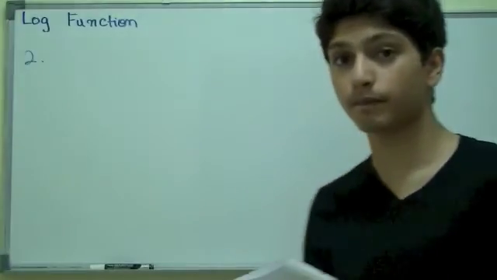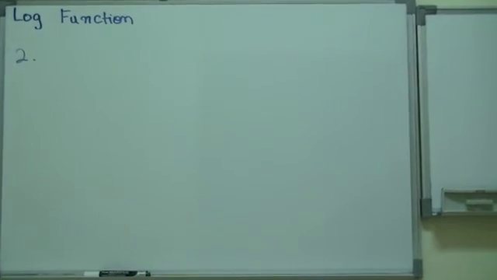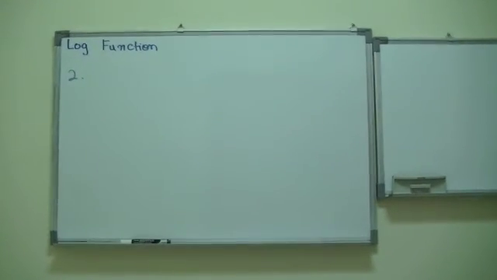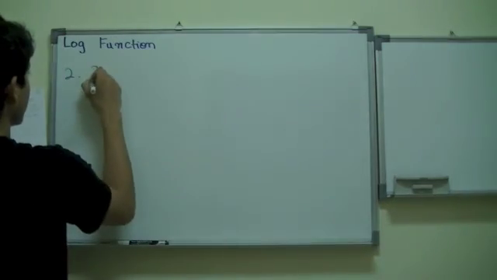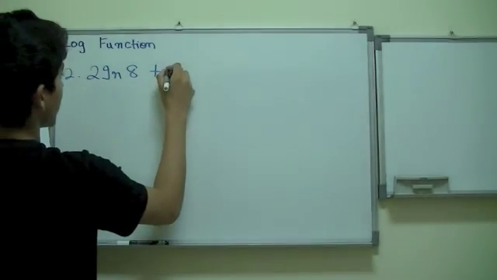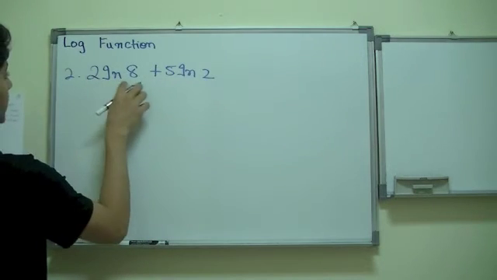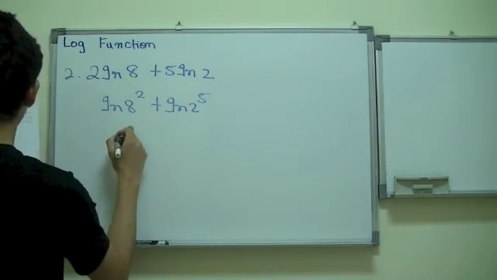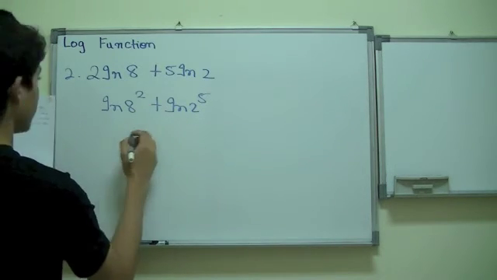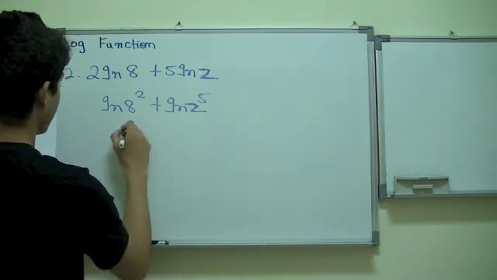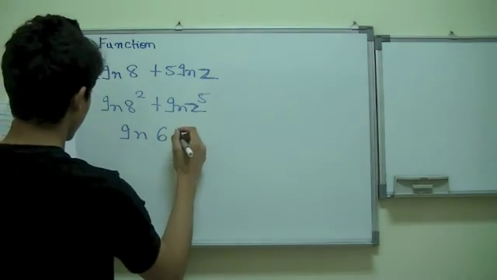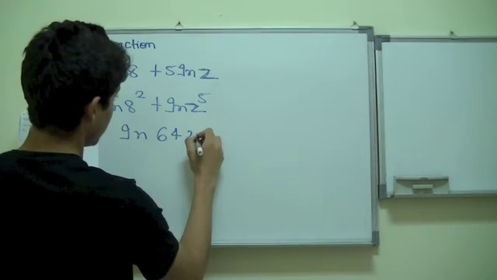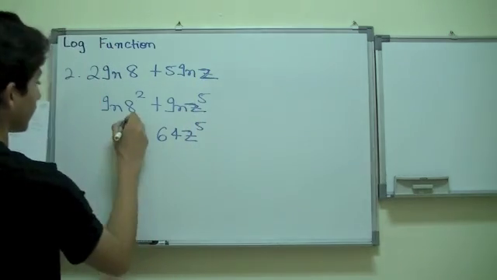The second example that we will talk about is 2 natural log 8 plus 5 natural log of z. Well, this is basically the exponent that we bring up. 2 natural log of 8 plus natural log of z to the 5th power. Then we add this. That would basically mean 8 squared, which is 64, times z to the 5th. That's basically it.